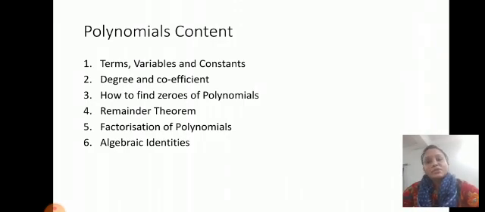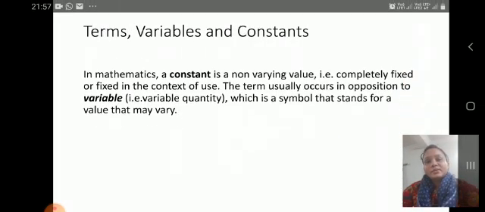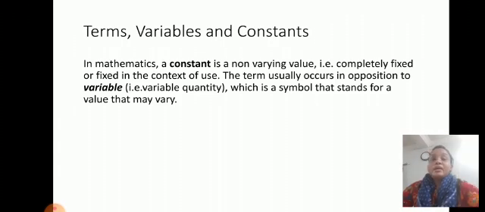So let's see the first one, terms, variables and constants. In mathematics, a constant is a non-varying value that is completely fixed in the context of use. The term usually occurs in opposition to variable, which is a symbol that stands for a value that may vary. So the concept of a constant is that the value is fixed and cannot be changed. For example, 1 is always equal to 1, 2 is always equal to 2, and so on.